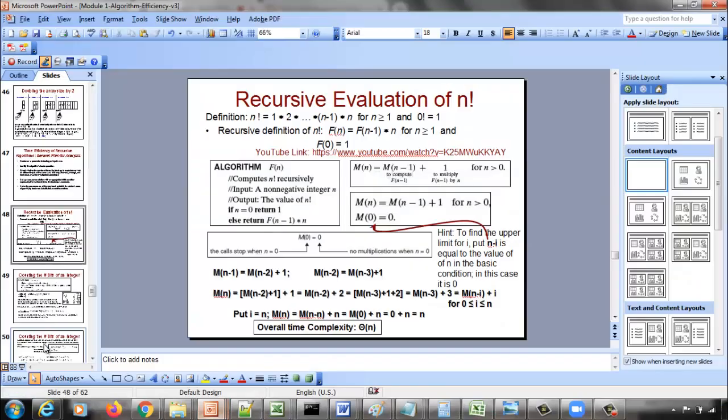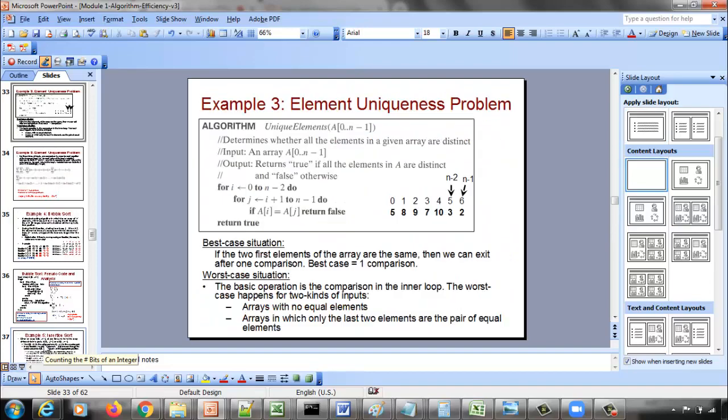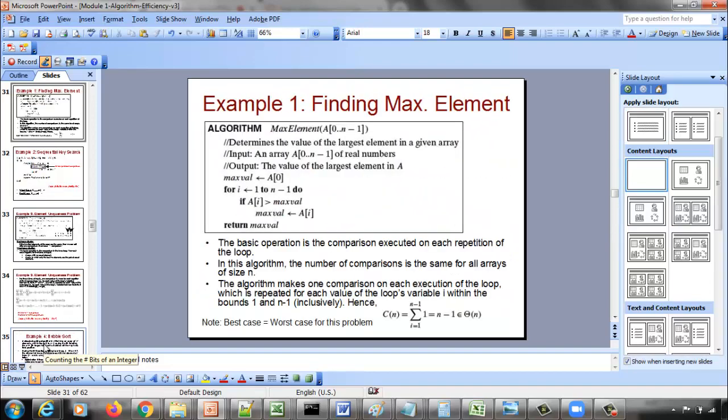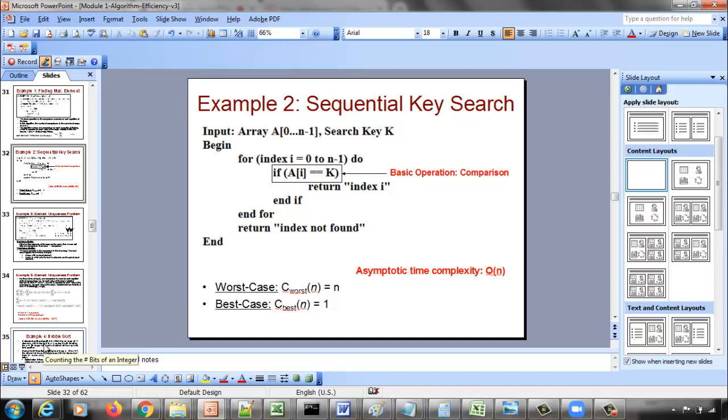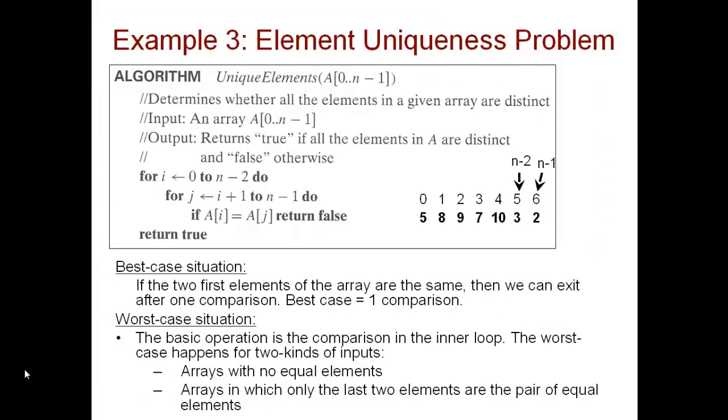Okay, so last time we started looking at the iterative algorithms and how to use those formulas that we saw to get the asymptotic time complexity. So let us continue on this. This problem is called the element uniqueness problem.